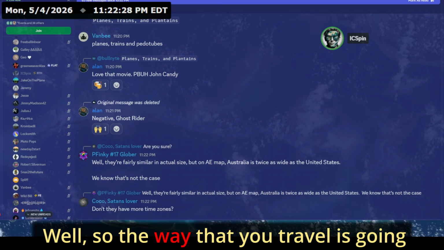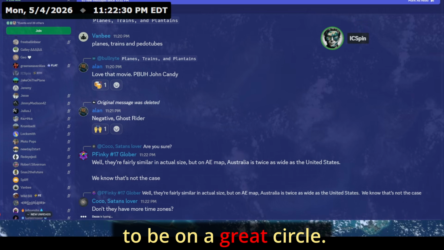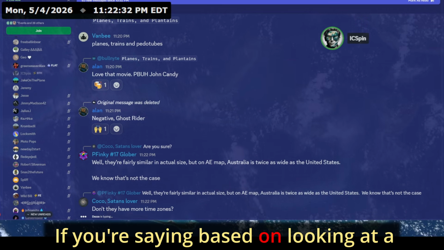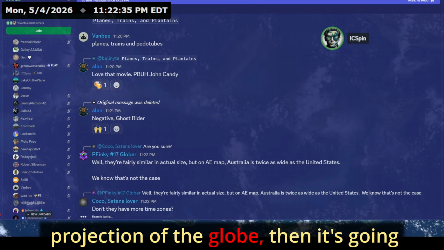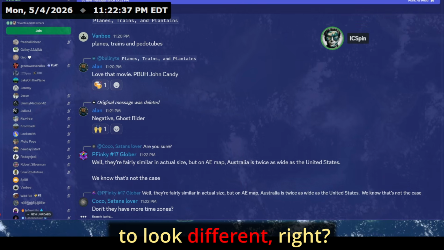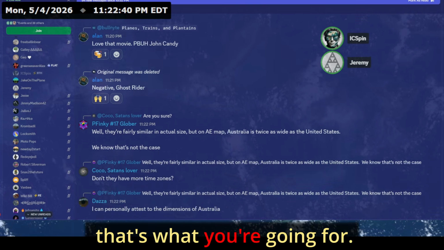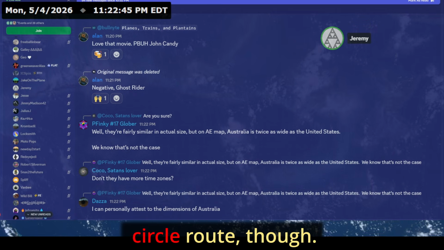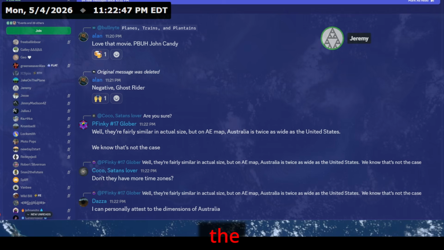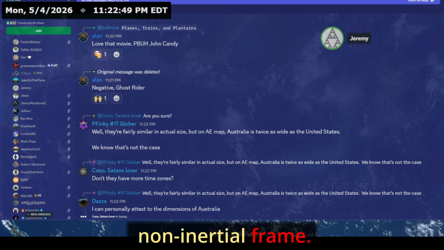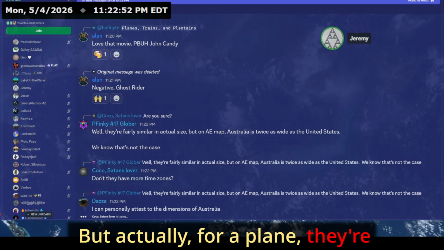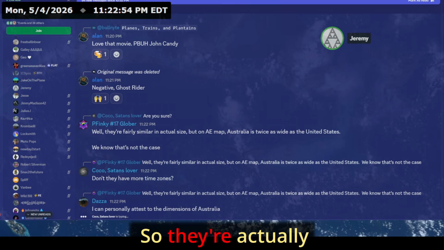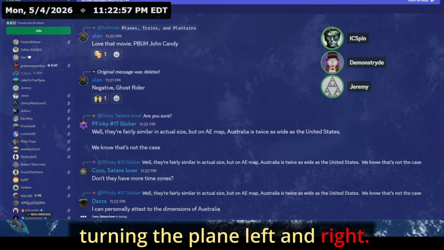Well, the way that you travel is going to be on a great circle. If you're saying based on looking at a projection of the globe, then it's going to look different, right? I don't know if that's what you're going for. No, what he's saying is the planes don't even travel in a great circle route, though. They do in the air in the non-inertial frame, but actually for a plane, they're calculating for the Coriolis effect, so they're actually turning the plane left to maintain the great circle.